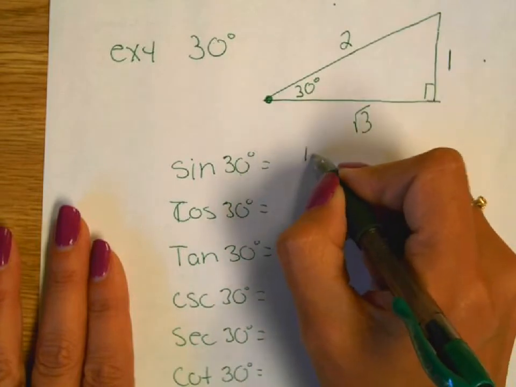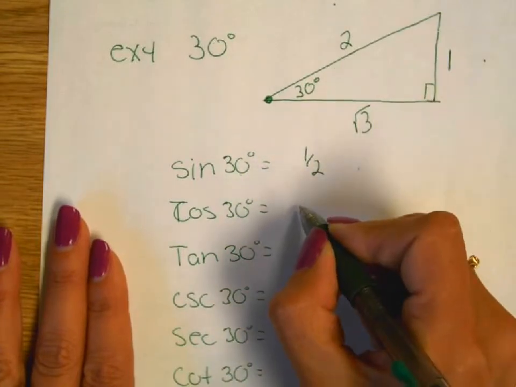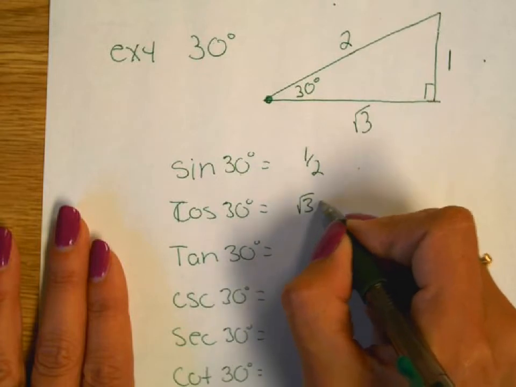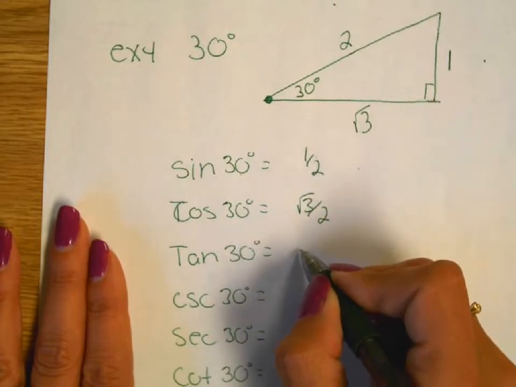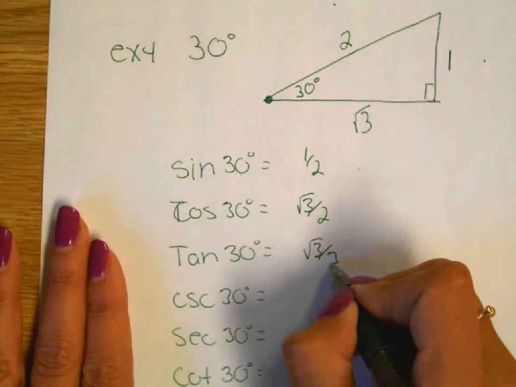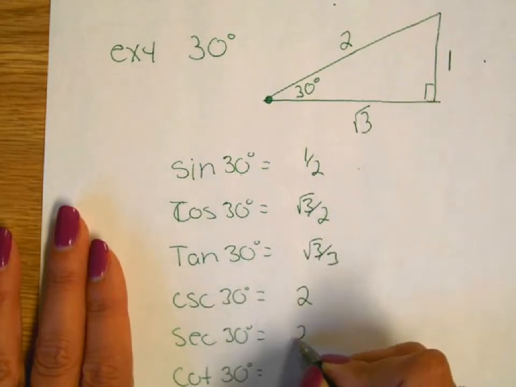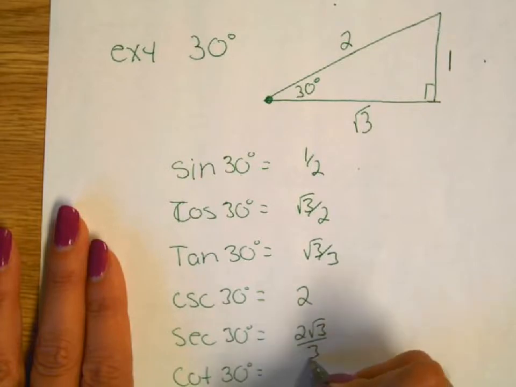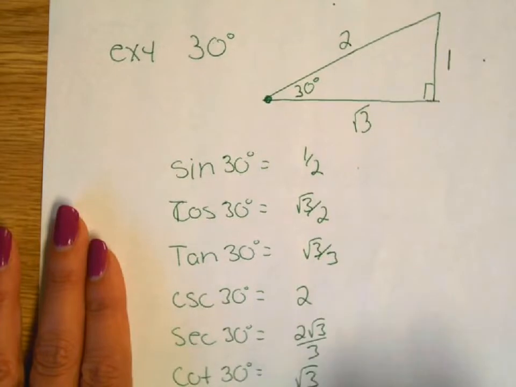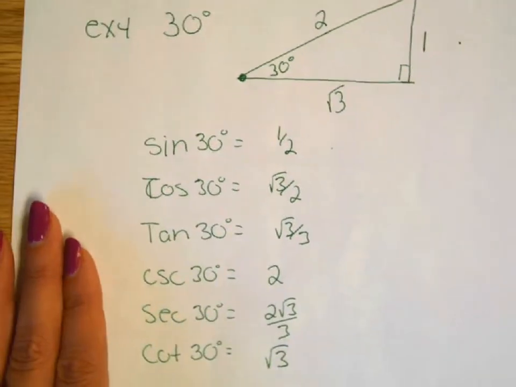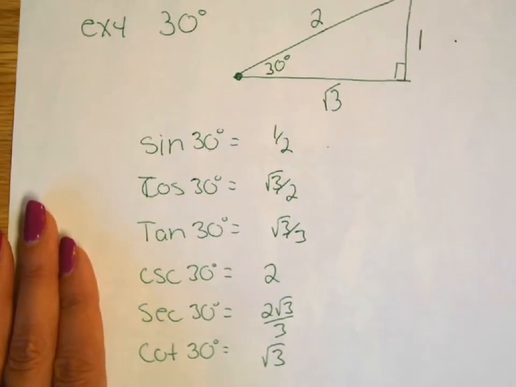For sine, I got 1/2. For cosine, I got square root of 3 over 2. For tangent, I got square root of 3 over 3. For cosecant, I got 2. For secant, I got 2 square root of 3 over 3. And for cotangent, I got square root of 3. You are correct. Yep, those are all correct.